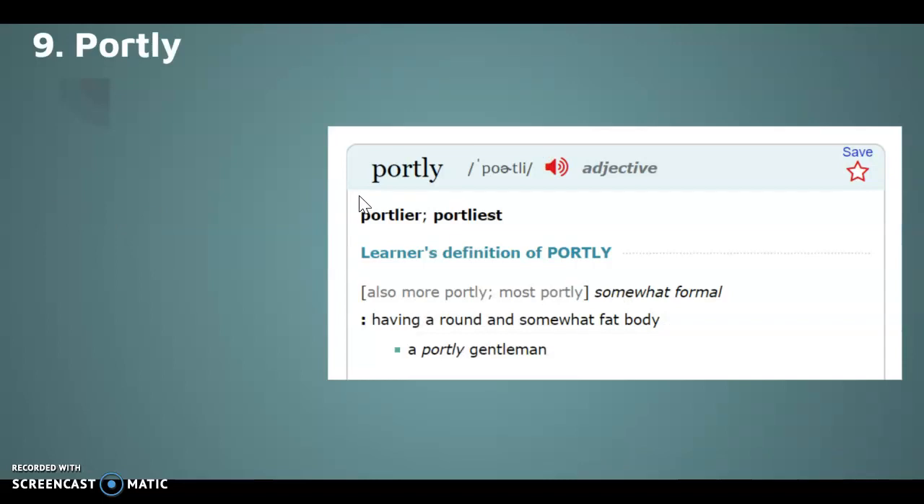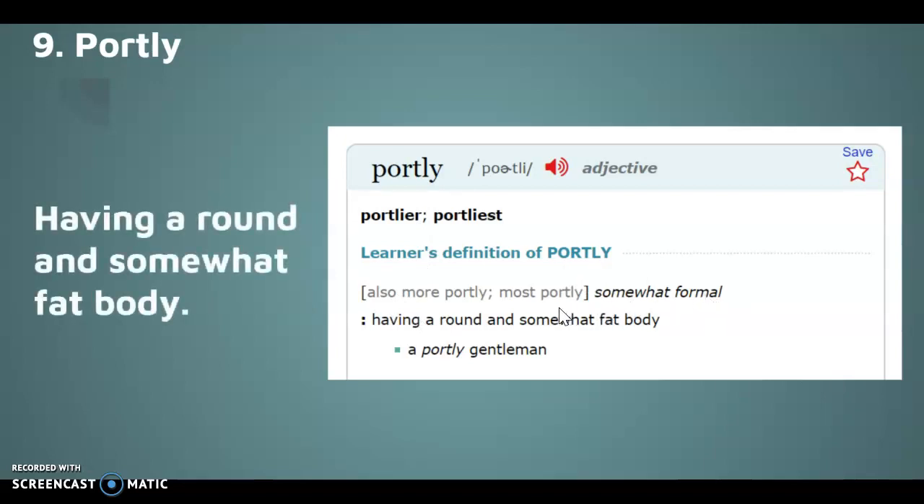Portly. What do we know about portly from this dictionary entry? Okay, we see that portly is an adjective. So an adjective is a describing word. We could see portly or portliest as example or other forms of the word. This is a somewhat formal word, so you probably won't use it in regular conversation, but it means having a round and somewhat fat body. And I have that same definition over here.